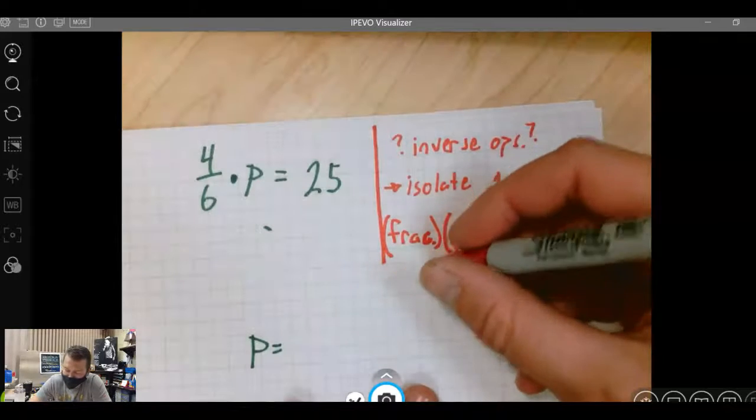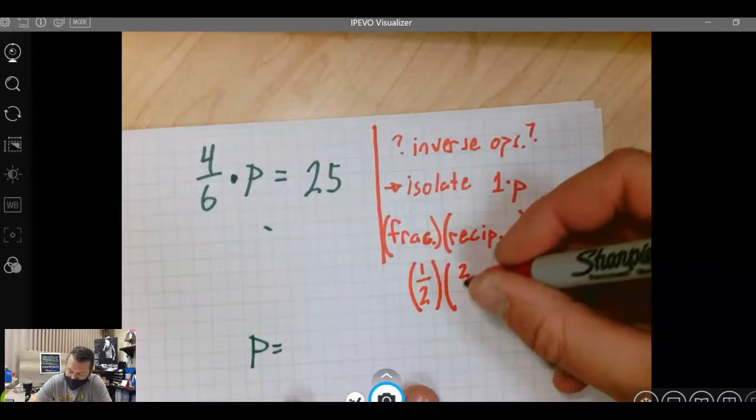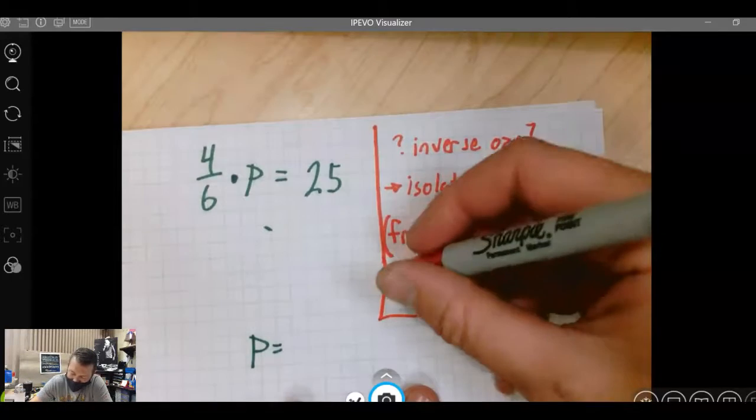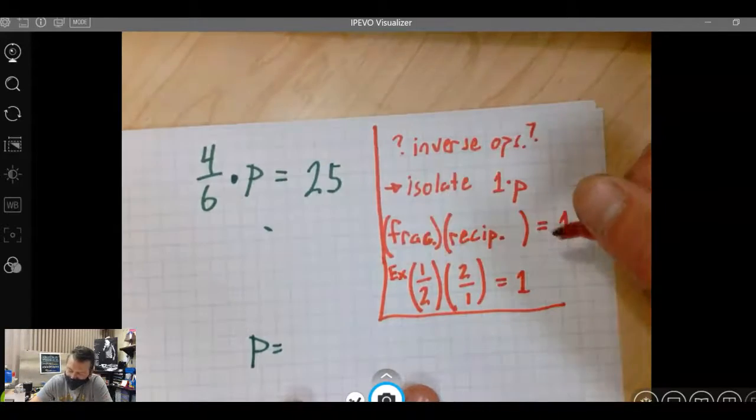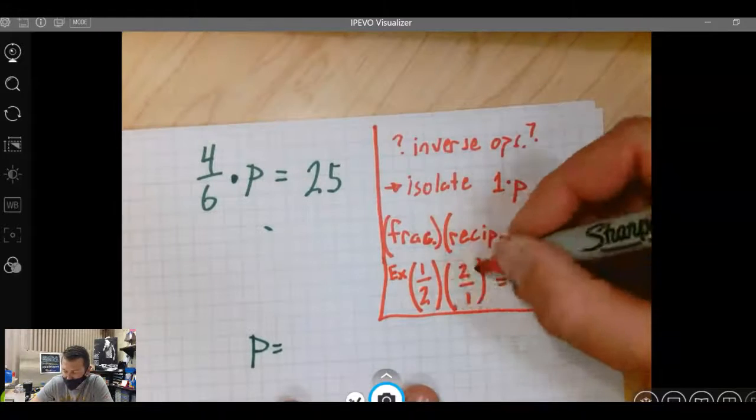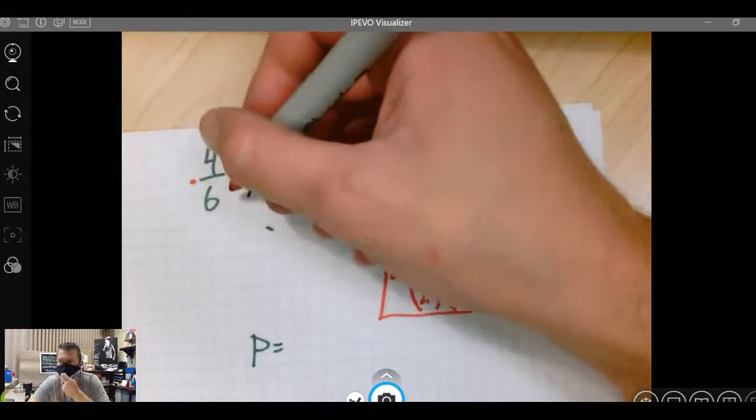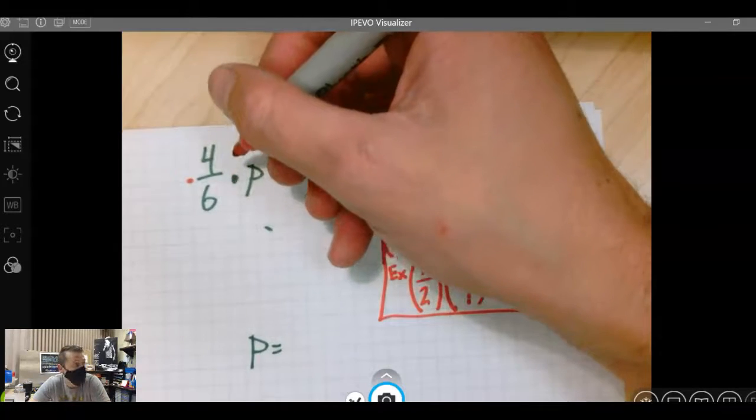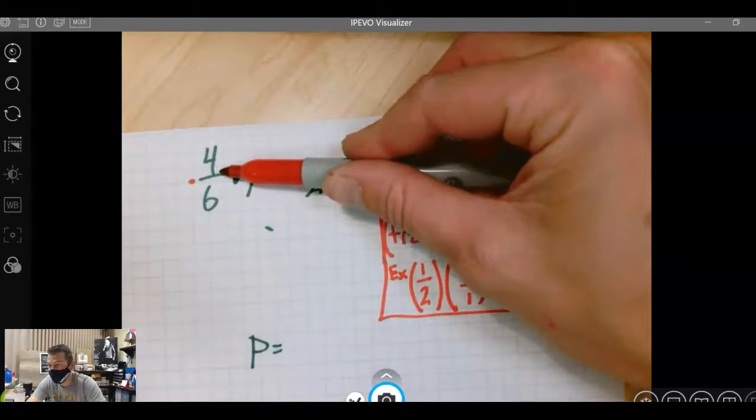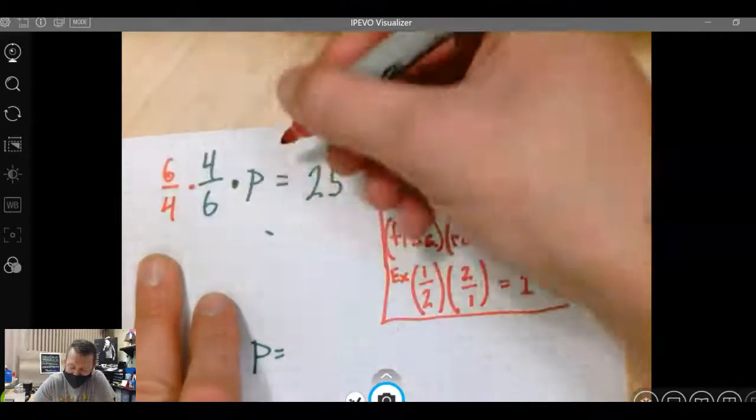An example of this, like a nice example, one half times 2 over 1. The reason this works is we would have gotten 2 over 2. So out here, the reciprocal of 4/6, we flip it. So the refliprical, see what I did there? The refliprical of that is 6 over 4.